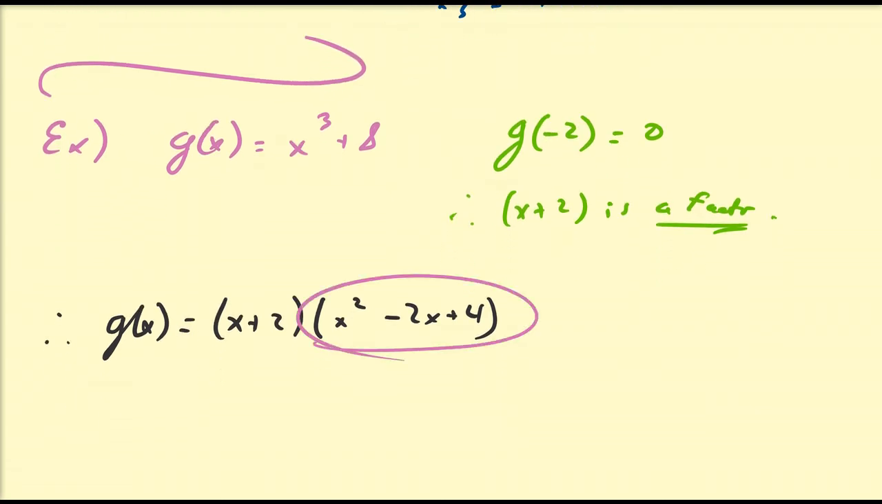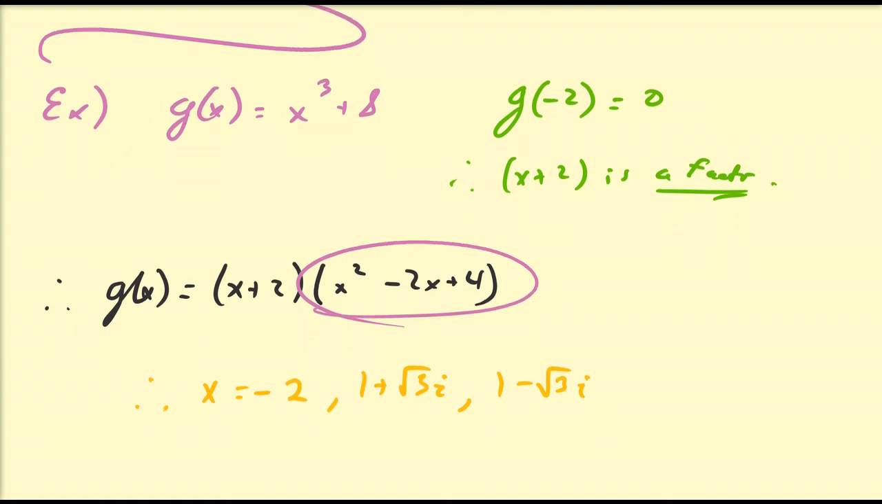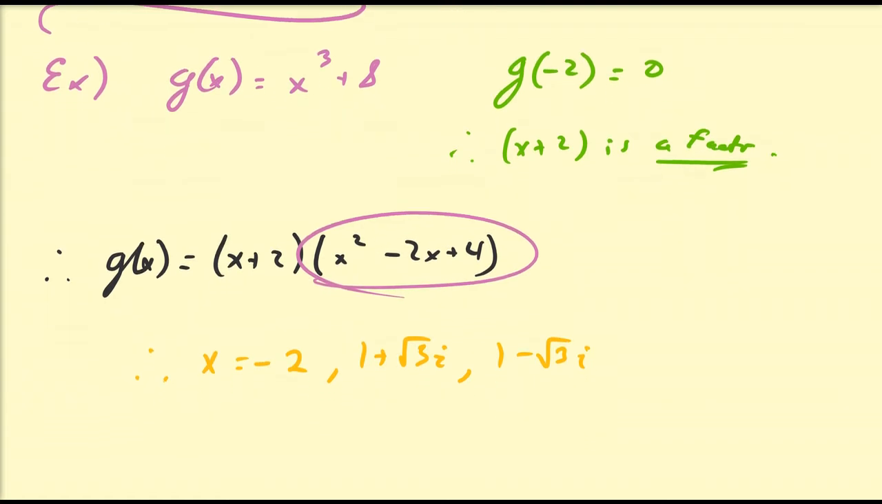So using the quadratic formula on this expression, you can find the zeros of this. So that means x must be equal to minus 2, 1 plus root 3i, and 1 minus root 3i. For the other one, it was negative 1 plus and negative 1 minus. So almost the same solution, but not quite different.